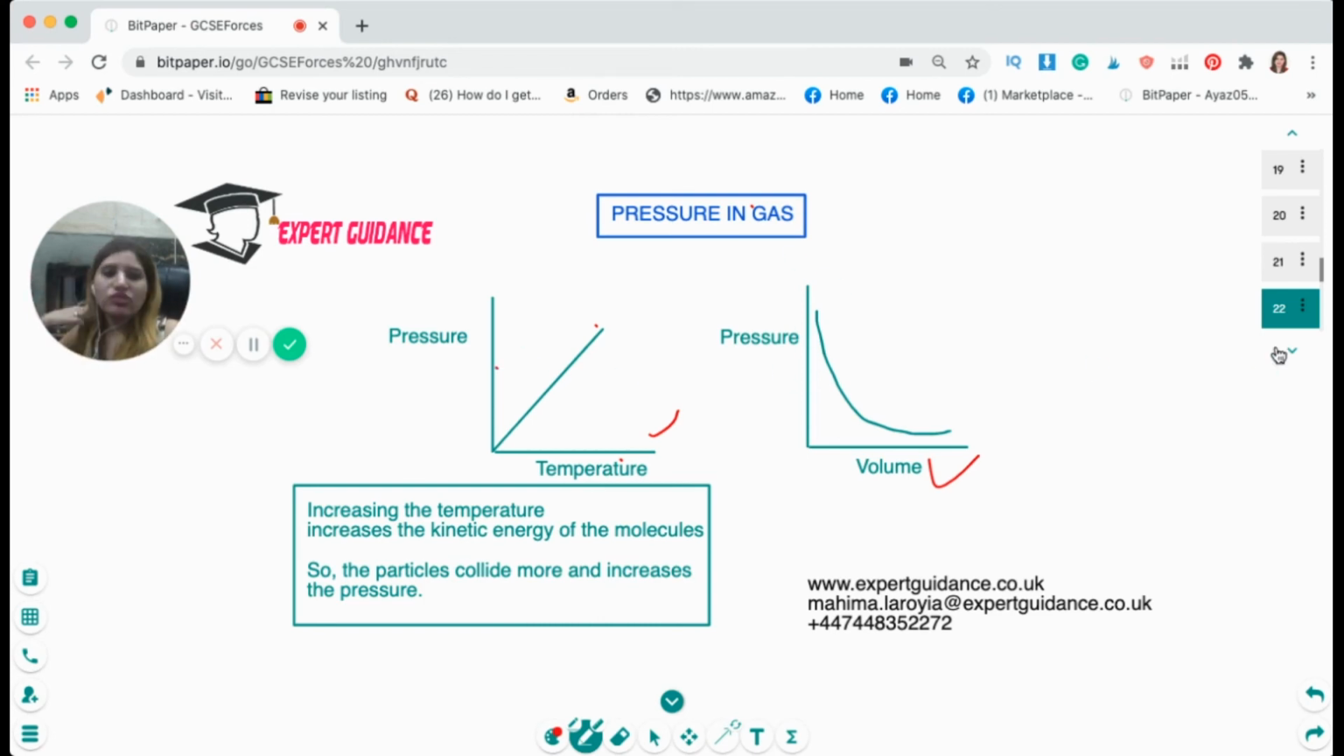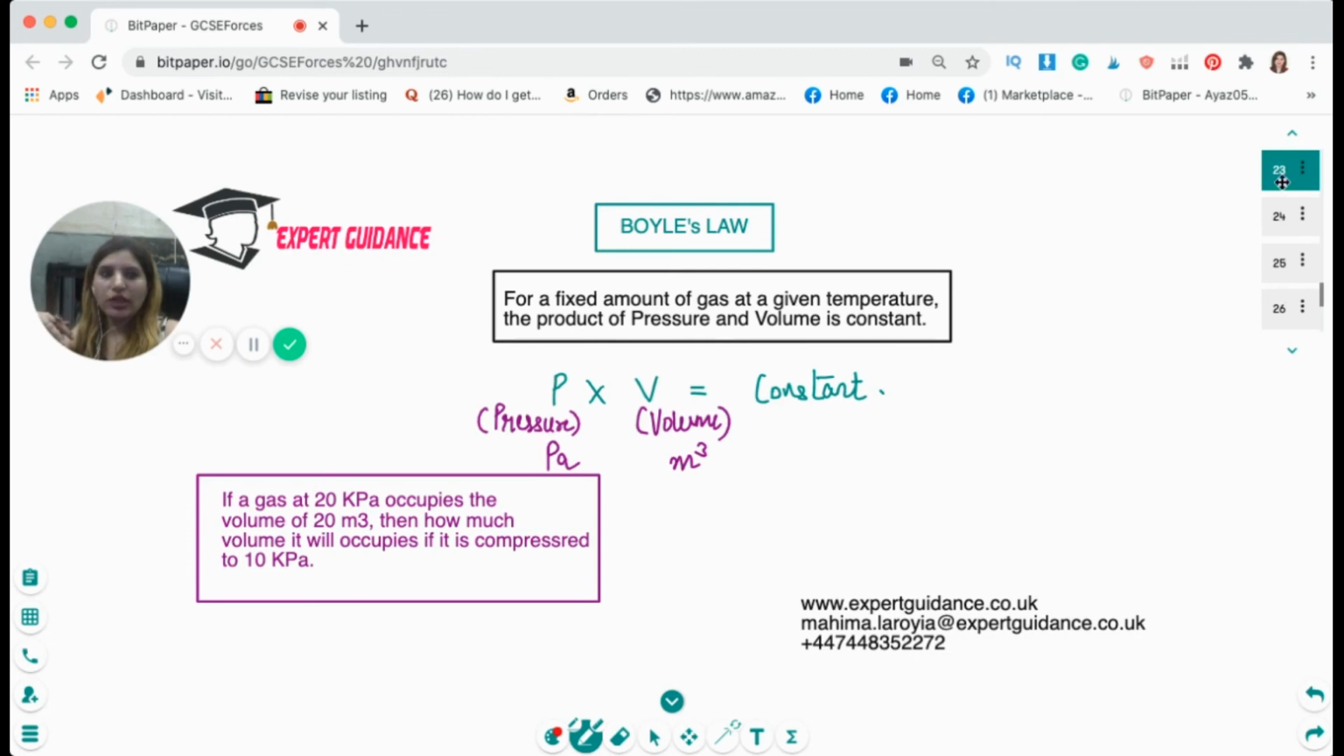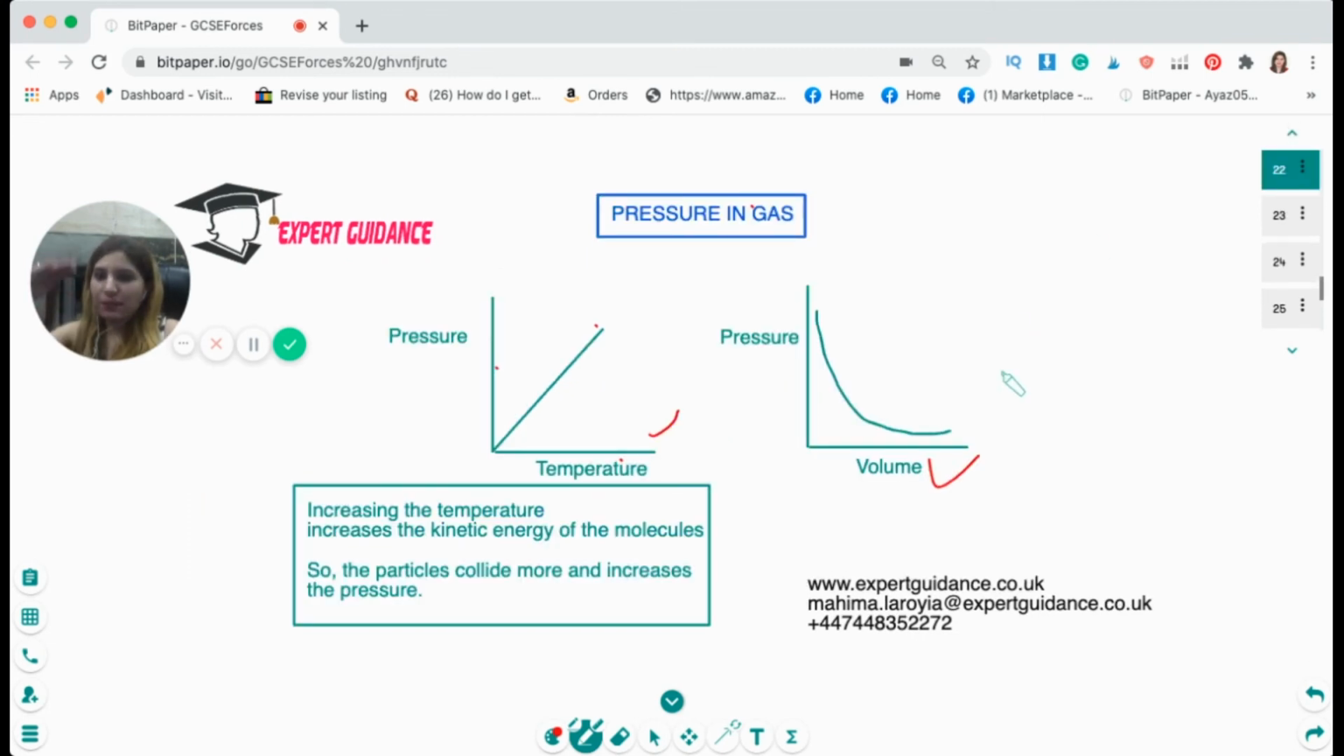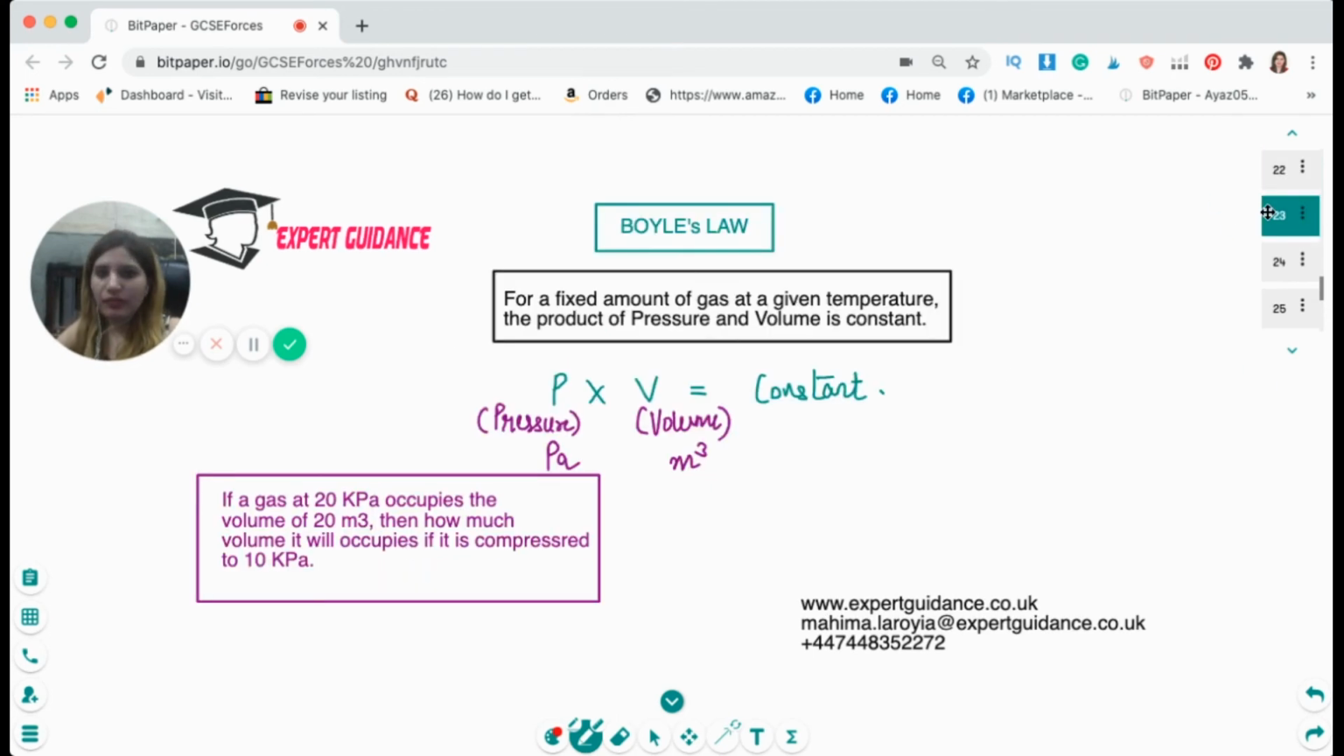Whereas the volume and the pressure are inversely proportional. So as you increase the pressure, the volume decreases. As you increase the volume, the particles get more space. They do not bump into each other too often. The pressure goes down. Okay.